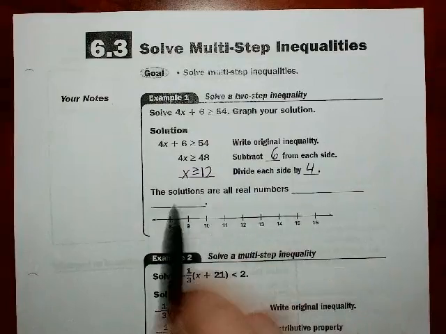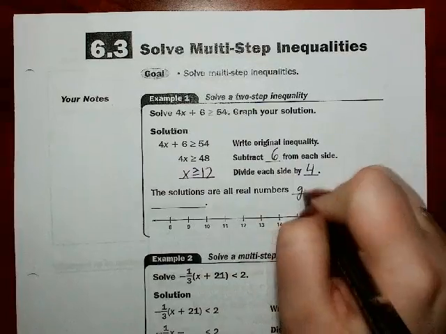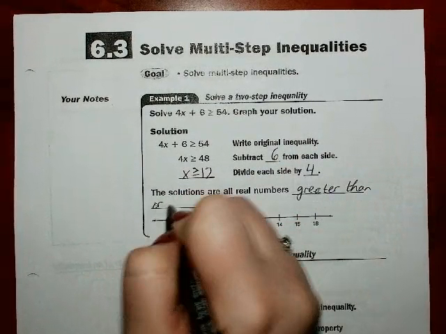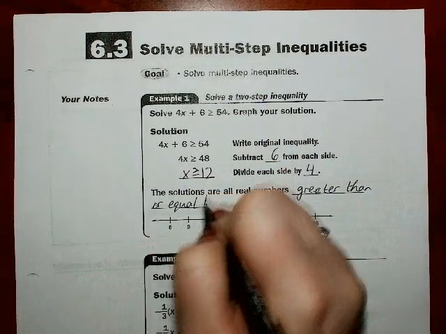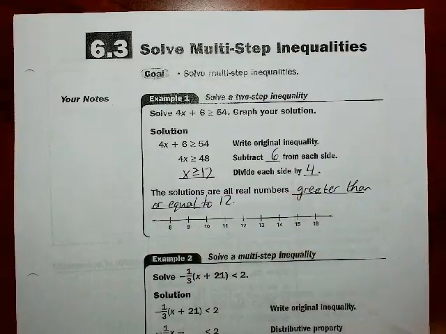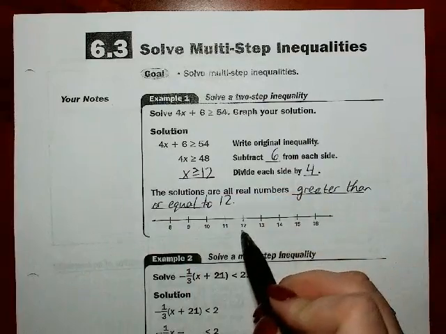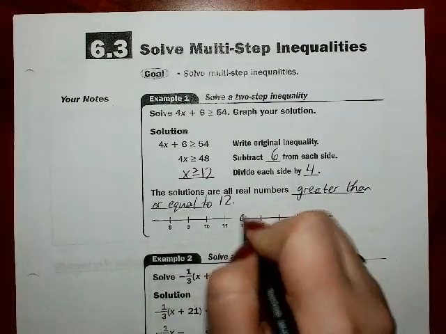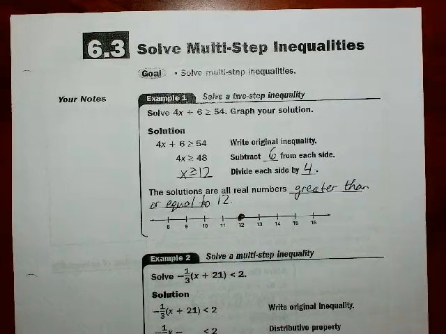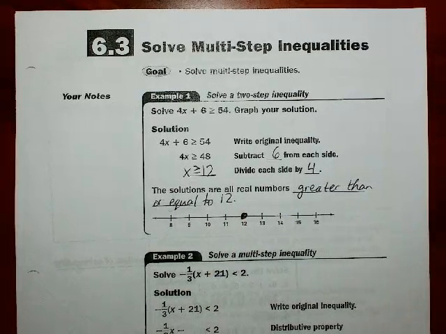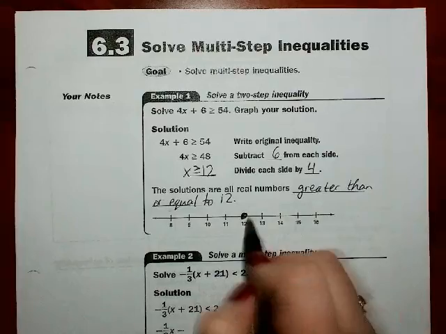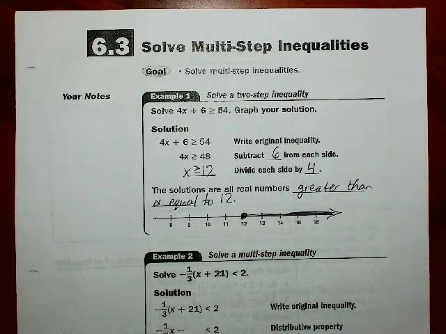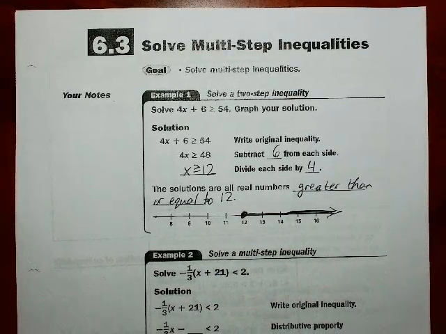So the solutions are all real numbers greater than or equal to 12. Okay, so we go to 12. And because it's greater than or equal to, we're going to put a closed circle. And we are going to shade in the direction of greater than, which is to the right. And that's the graph of our solution.